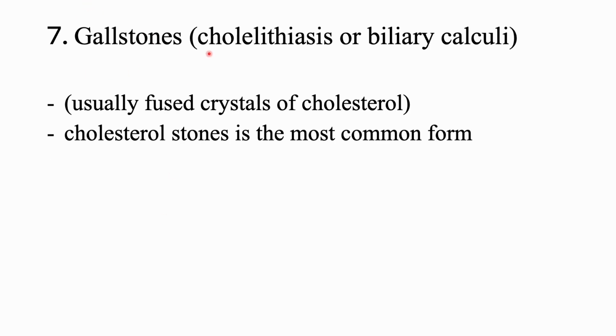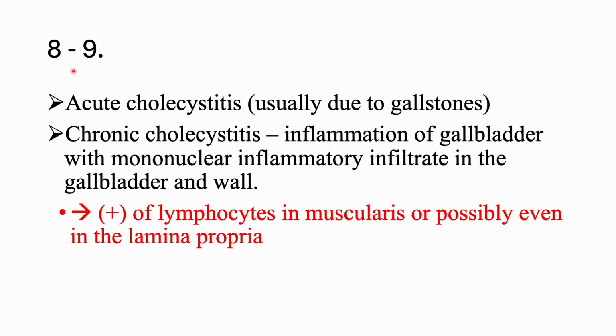So we have a disease associated with the gallbladder. We have gallstones or cholelithiasis or biliary calculi. This is usually fused crystals of cholesterol. Cholesterol stones is the most common form. So it can be divided into two: acute cholecystitis due to gallstones and chronic cholecystitis.